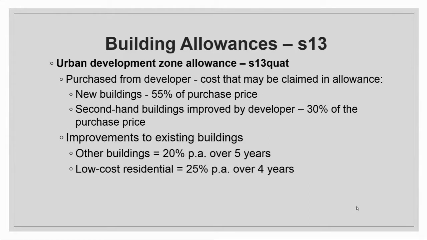And similar to all the other assets or the buildings, you apply the 55% if you purchase a new building, or if it's a second-hand one, 30%. And any improvements to existing buildings, so to any other type of buildings, it will also be 20% over 5 years. If it is improvements to a low-cost residential, we write it off over 4 years.